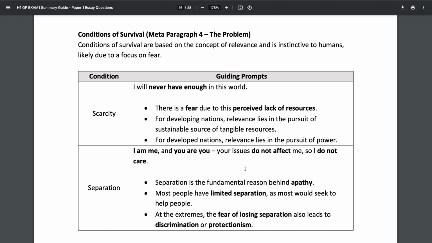First condition, scarcity. I will never have enough in this world. This is the fear of what? Fear of a lack of resources. Economics students should know scarcity is at the foundation of economics. Why? Because people act irrationally when you are scarce of something. For example, if today I say it is a possibility that we're going to have a scarcity of food and water, what is most people's immediate reaction? Go and run to the supermarket and buy food and water, right? As we saw during the COVID pandemic when we first announced there might be a circuit breaker.